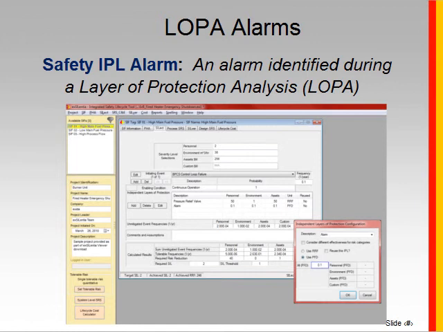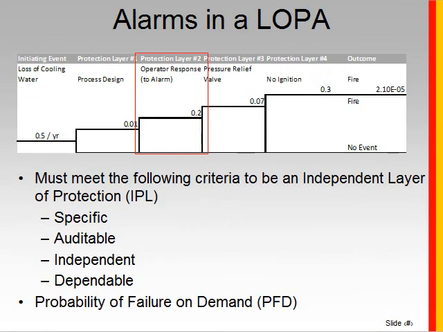Now let's talk in particular about LOPA alarms. And again, these are the alarms that are identified during a layer of protection analysis, so they're designed to provide a quantitative level of risk reduction. And we'll call these safety IPL alarms. For an alarm to be in a layer of protection, it needs to meet the same criteria as every other layer of protection.